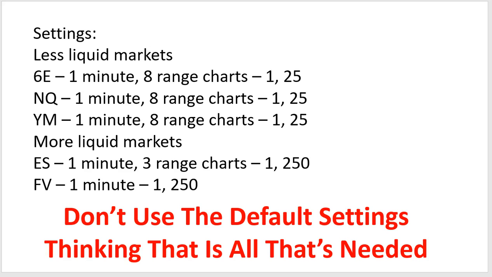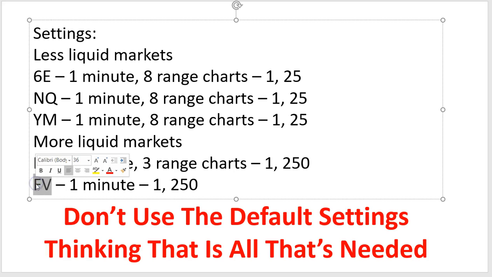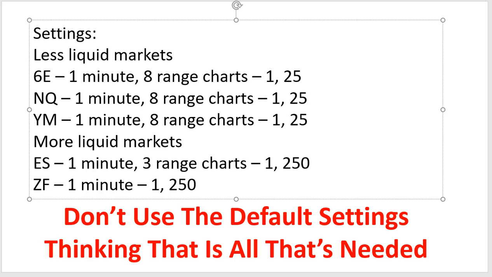So, I'm giving you these settings. In less liquid markets, like Euro currency, mini Dow, NASDAQ, mini NASDAQ, minute charts, range charts, you go with 1 in 25. I'm going to explain what the 1 in 25 means. In the more liquid markets, go with 1 in 250, ES, 5 years. Somebody asked me what this was, 5 years. I should change that. I'm going to put it to ZF. ZF is the electronic symbol for 5 years.